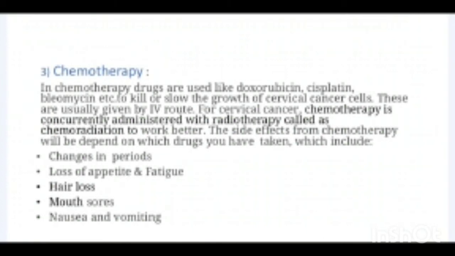Third, chemotherapy. In chemotherapy, drugs like doxorubicin, cisplatin, bleomycin, etc. are used to kill or slow the growth of cervical cancer cells. These are usually given by IV route. For cervical cancer, chemotherapy is concurrently administered with radiotherapy, called chemoradiation, to work better.